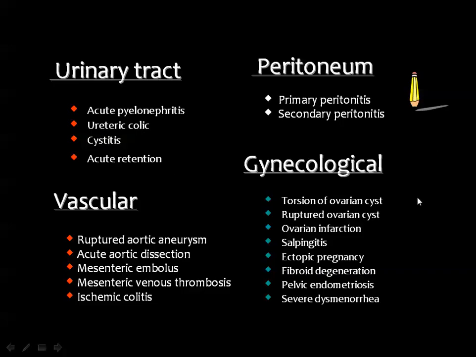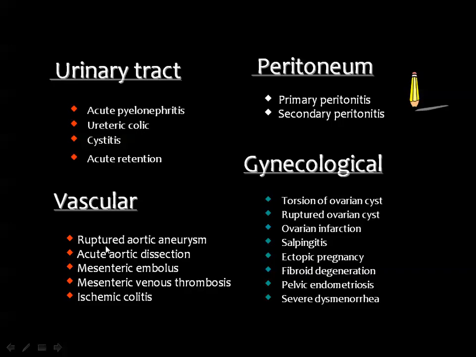And retroperitoneal or peritoneal structures, peritoneal lesions like peritonitis, primary or secondary, gynecological lesions like torsion of the ovarian cyst, rupture of the ovarian cyst, ovarian infarction, salpingitis, ectopic pregnancy, degeneration of uterine fibroid, pelvic endometriosis, and severe dysmenorrhea.